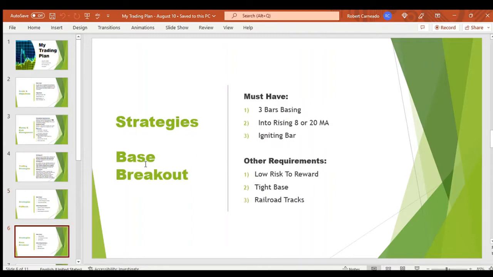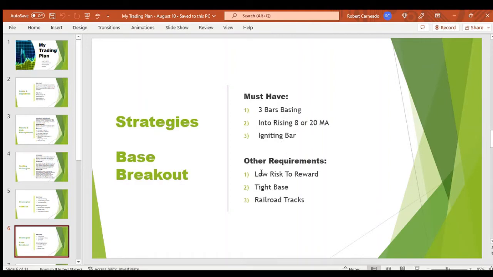And then another one is our base breakout. It's pretty similar. We want three bars basing, which means they're just going to base into the rising 8 or 20 again, and an igniting bar. What I mean by that is, generally, when we base into the rising 8 or the 20, there's some bar or maybe a couple bars that ignite up above the 8 or the 20, and then the 8 or the 20 becomes our support. And that's why it bounces off so much, basing or pulling back.